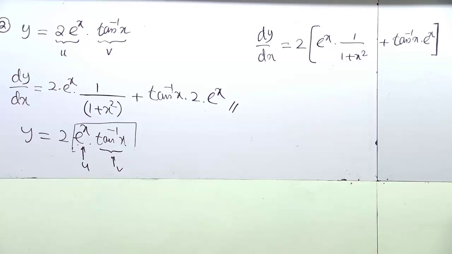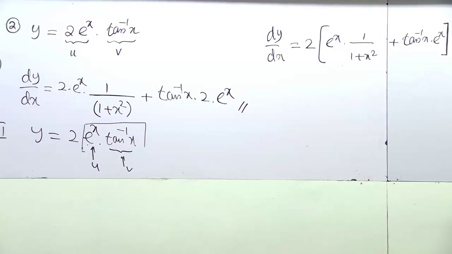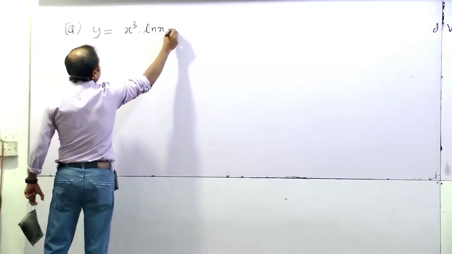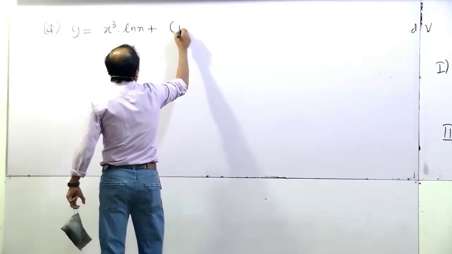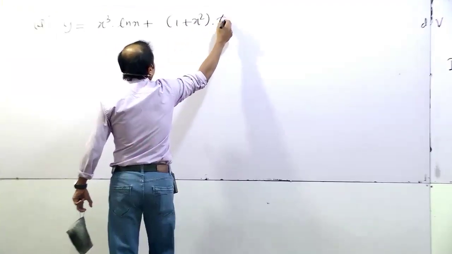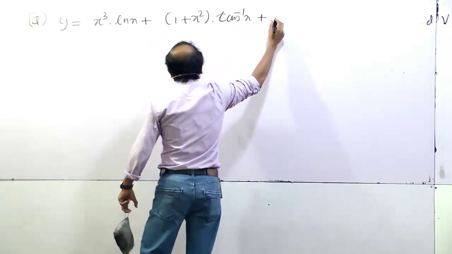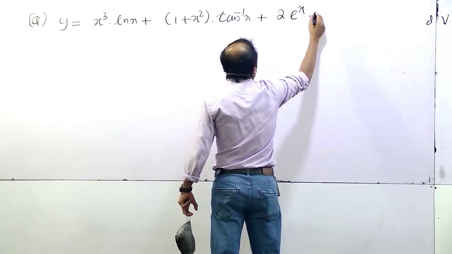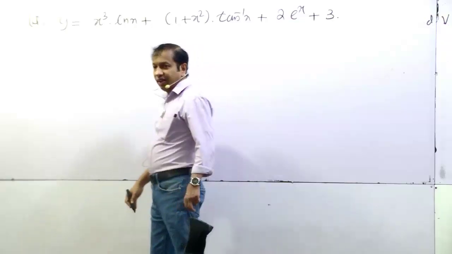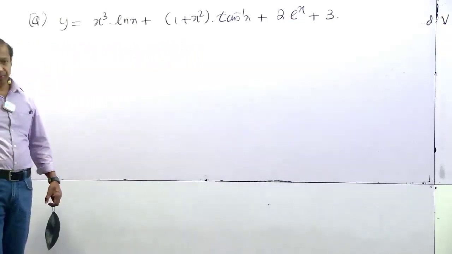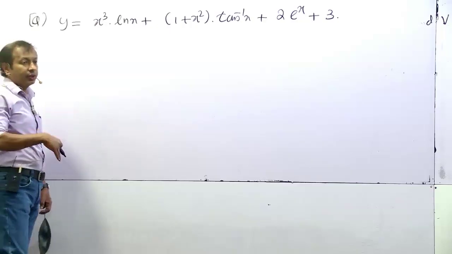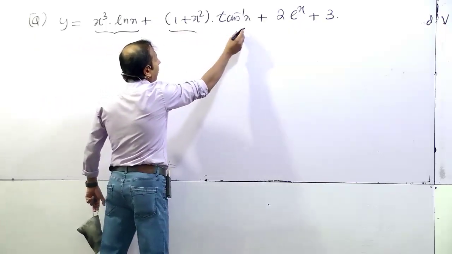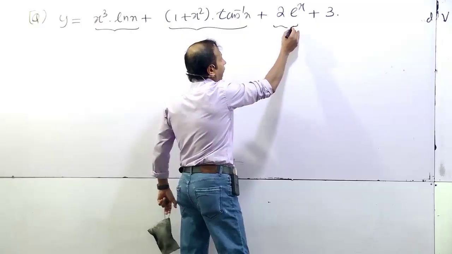Right, people, now another question will come to this. Take this y = x cube into ln x plus 1 plus x squared into tan inverse x plus 2 e^x plus 3. Right. How to differentiate this now? We have to differentiate term by term. First, we have to differentiate this. Secondly, this. Next, this. Finally, this.